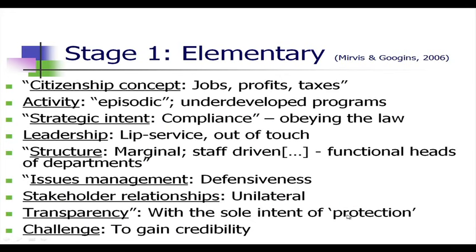So the correct name of the author is Mirvis, and Googins, and these two authors gave us a developmental framework of citizenship, and that's where this material has been drawn from, and I'll give you the complete reference. So, okay, let's see what we have for you here. They say that corporate citizenship develops in a number of stages. Now, the first stage is the elementary stage. The first stage is the stage where the citizenship concept is just developing. It only deals with jobs, profits, and taxes.